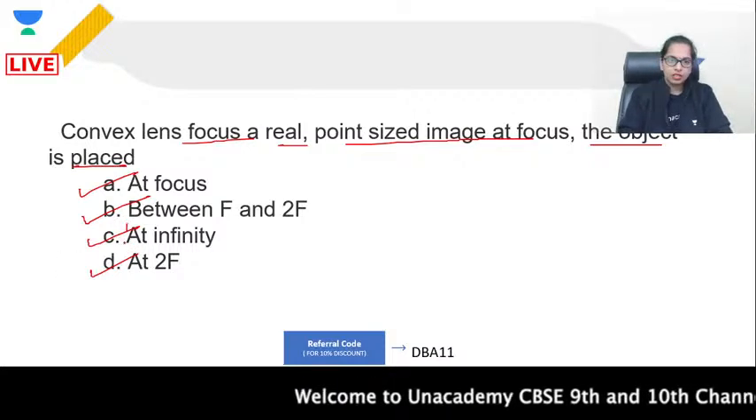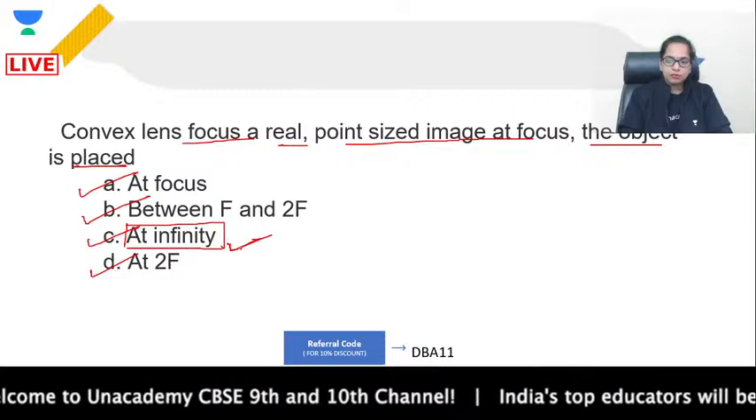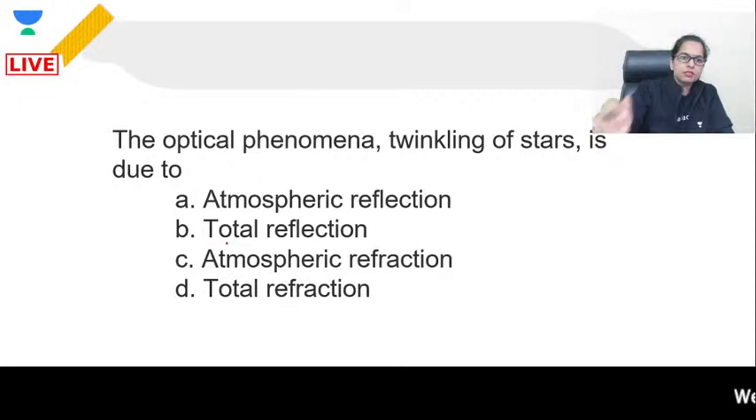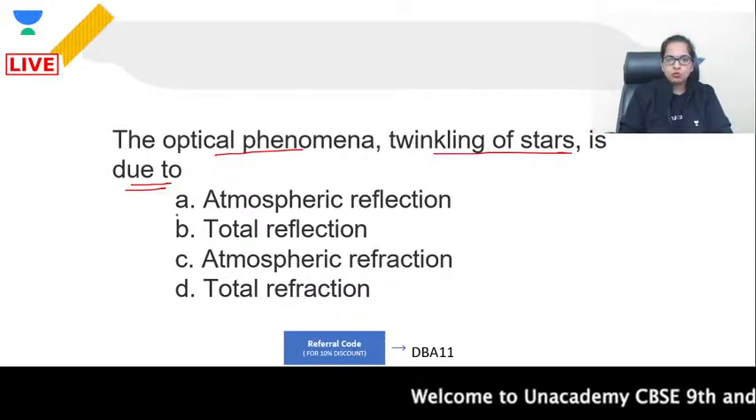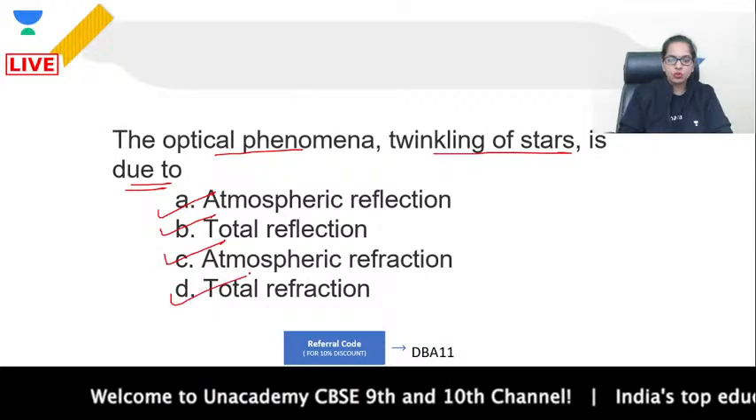At infinity, okay, it is at infinity. Okay, let's go to the next question. The optical phenomenon twinkling of stars is due to atmospheric reflection, total reflection, atmospheric refraction, or total refraction.